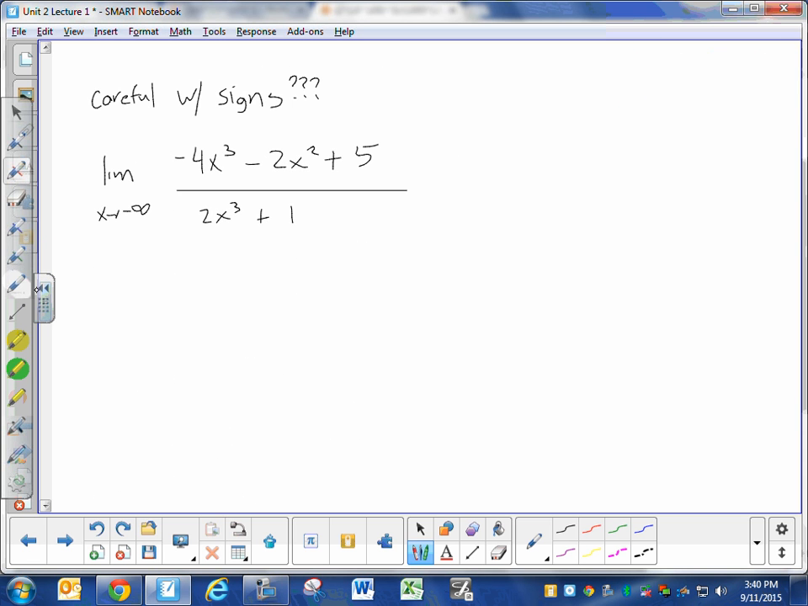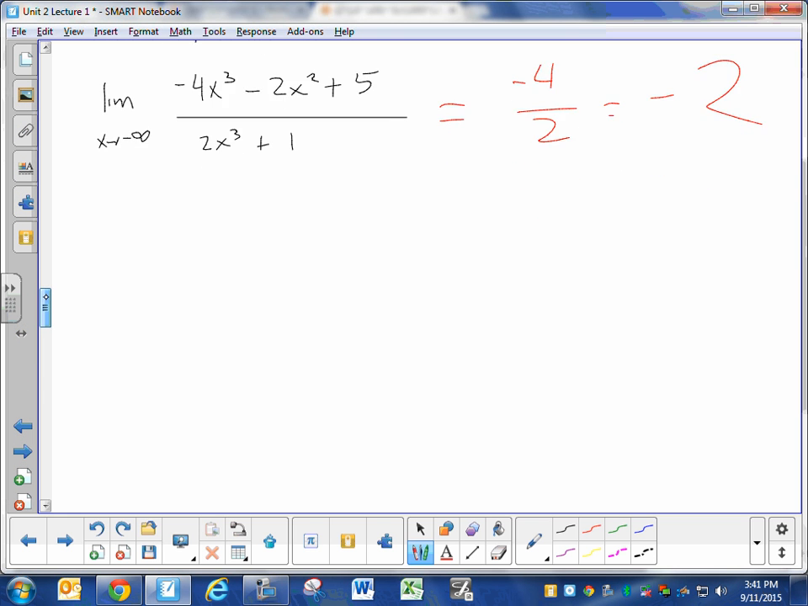Do you need to be careful with signs? No. If I plugged in negative infinity, guess what? That negative would cancel with this negative. What would you have? Just negative 4 over 2 in this situation, which is just negative 2. The other stuff doesn't matter. The x cubes will cancel. That is what we think about when we're dealing with huge numbers being plugged in for x.